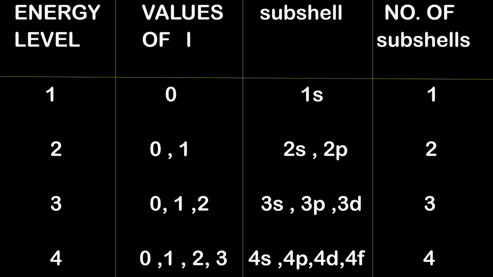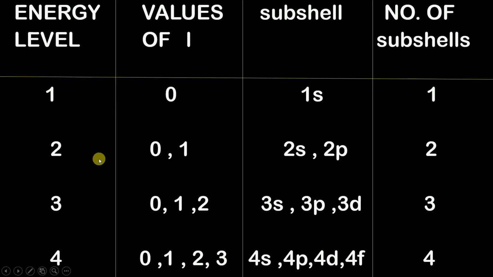See, first thing, first energy level will have 1 subshell. Second energy level will have 2 subshells. Third energy level will have 3 subshells. And fourth energy level will have 4 subshells. So can I say whatever is your energy level, that many number of subshells you will be having. Can you see this column and this column is exactly equal. So now I hope you have understood how the value of L helps you all in finding which subshell is present in which energy level.